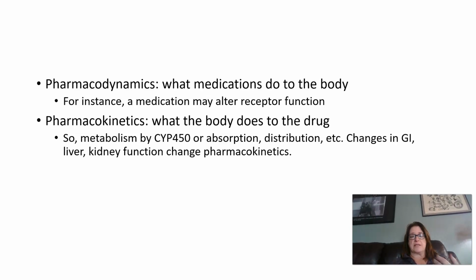And so this is things like metabolism by CYP450, absorption, distribution, binding, things like changes in GI function, liver or kidney function. These are all things that can change pharmacokinetics and therefore the amount of drug that's present in the body and whether or not it's effective or over-effective or toxic, etc. These are all determined by pharmacokinetics and pharmacodynamics.